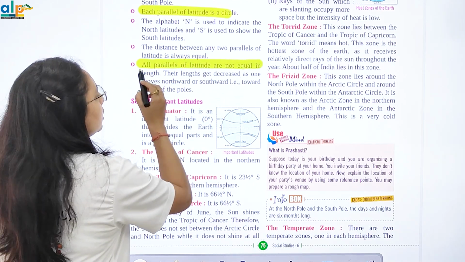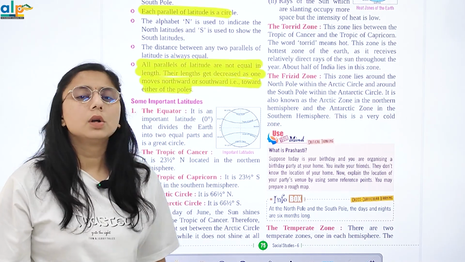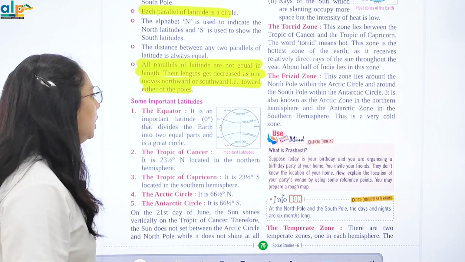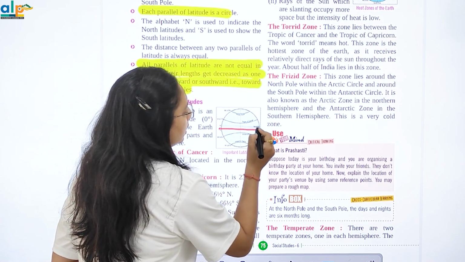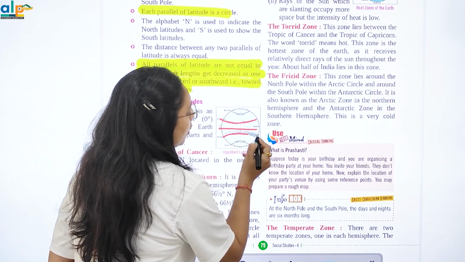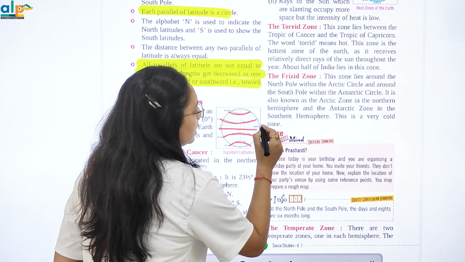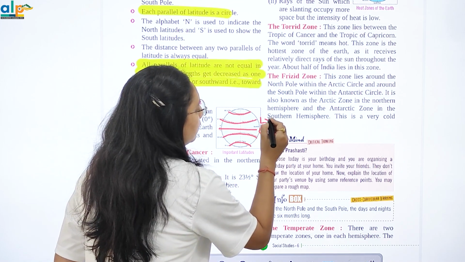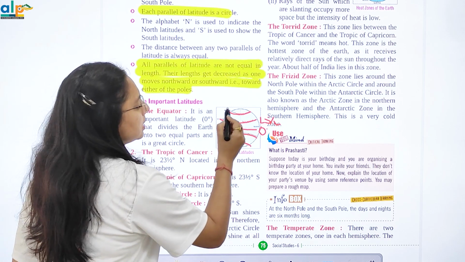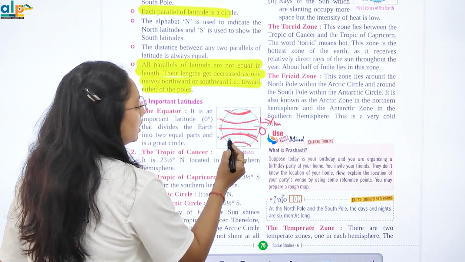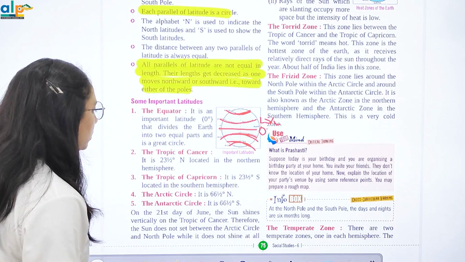All parallels of latitude are not equal, and their length decreases as one moves from the equator towards the poles. Now some important latitudes. ये क्या होता है आपका 0 degree equator. This is the Tropic of Cancer, Tropic of Capricorn, Arctic Circle and Antarctic Circle. ये आपका लाई करता है 0 degree. ये 23.5, right? This one is 66.5 north, this is 23.5 south and this is 66.5 south.